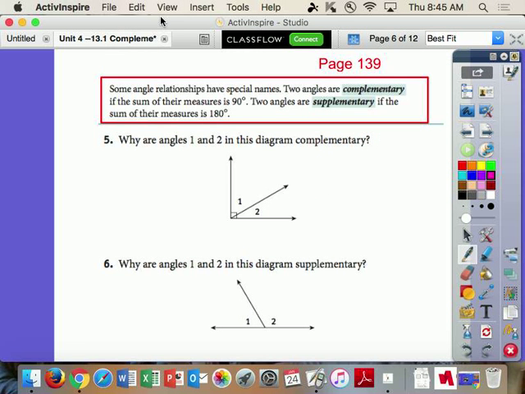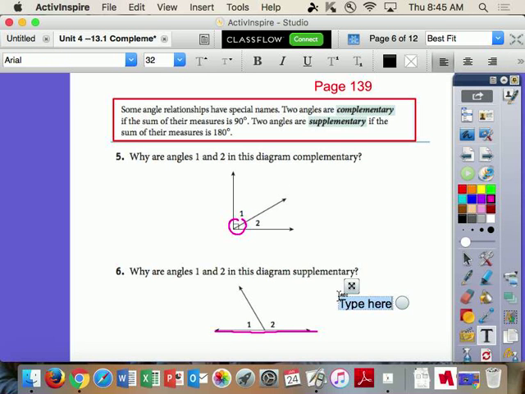So, why are these two angles complementary? We talked about this. This box right here, that means 90 degrees. So the two angles put together equal 90 degrees. That's how you know. Okay? For this one, a straight line always equals 180 degrees. So why don't you put that in? A straight line always equals 180 degrees. Okay?